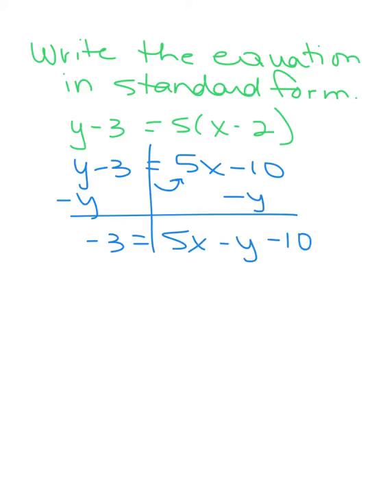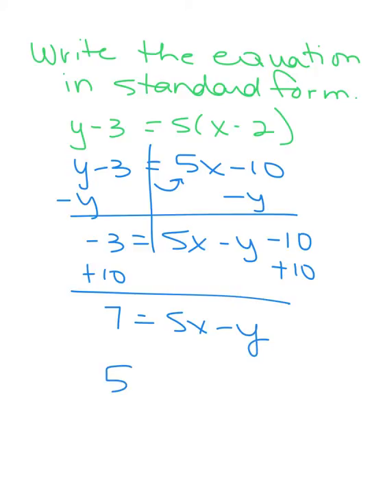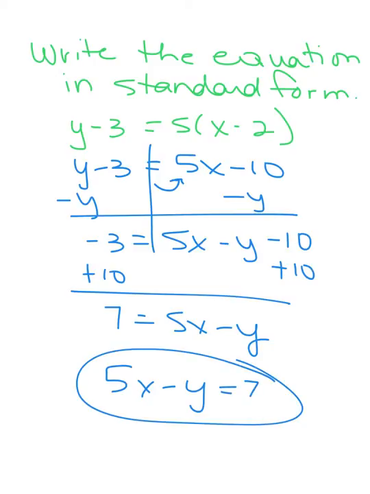Now I need to bring my constants all to one side, so I'm going to add 10 to both sides. So I have 7 is equal to 5x minus y, and I usually see the 5x, the x and the y on the left-hand side. So I'm going to rewrite that. So I have 5x minus y is equal to positive 7. So that is my equation in standard form.